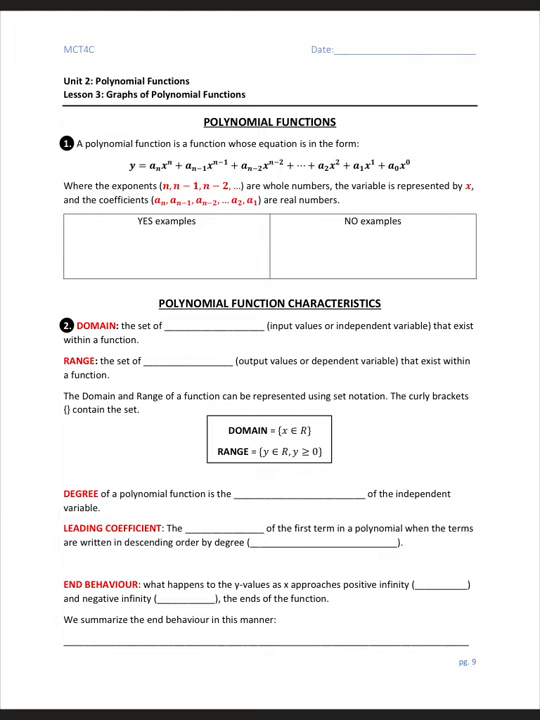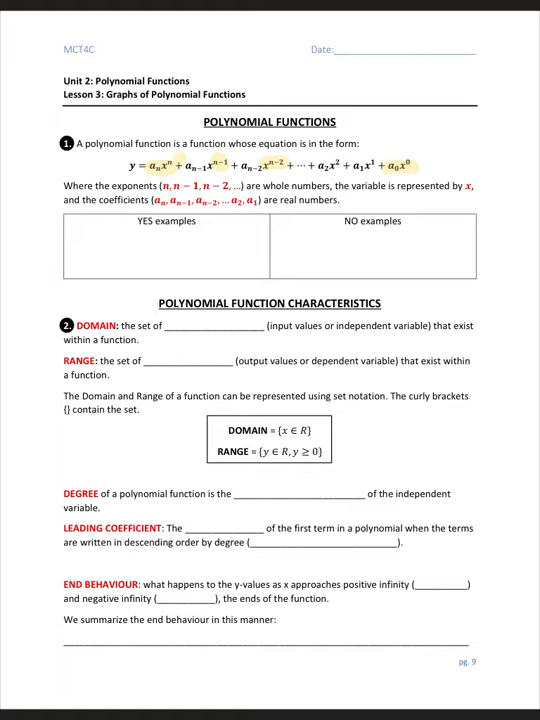subscript n x superscript n plus, and then it's a subscript n minus 1 x to the power of n minus 1, and then plus a subscript n minus 2 x to the power of n minus 2, and so on and so on. So it's basically saying that this first term is to some number n, and then we put them in descending order all the way down to 0. So if n was 5, for example, then the next one where it says n minus 1, this would be x to the power of 4, this would be x to the power of 3, and then 2, 1, 0, all the way down in descending order.